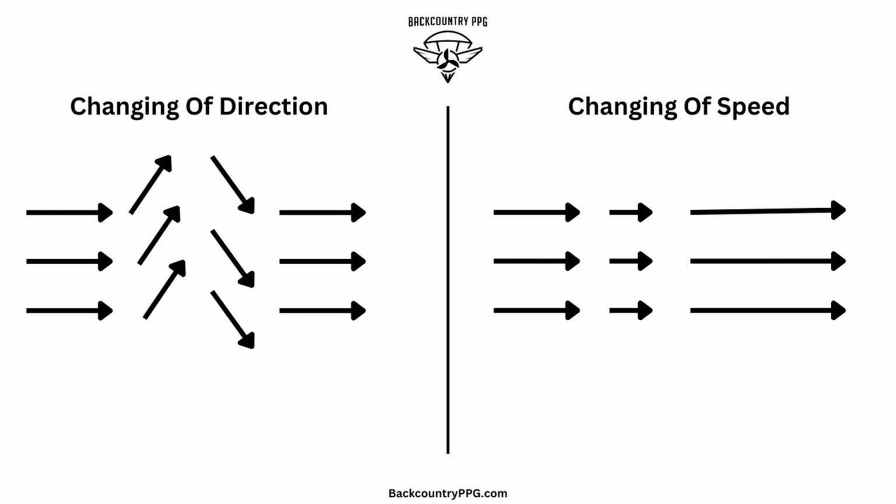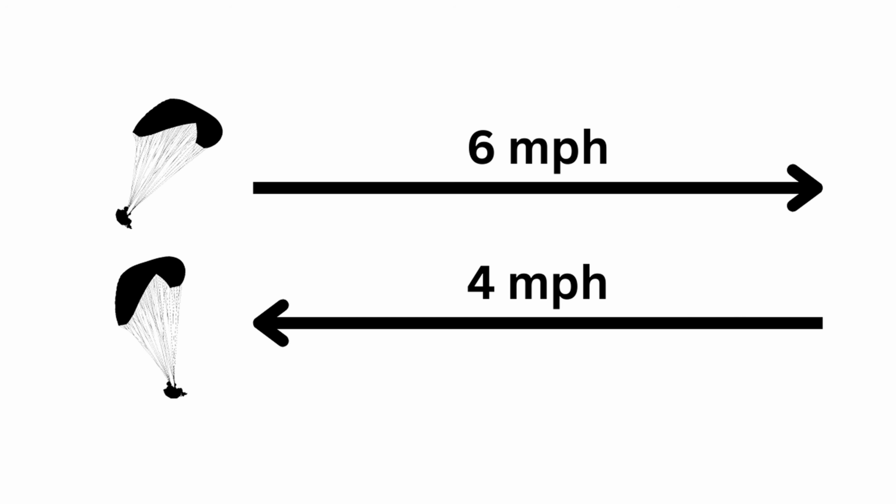Now, I want to define turbulence just a little bit further in a really basic way. Turbulence is essentially wind changing in direction or speed. So if wind is going from one direction at 4 miles an hour and switches to the other direction at 6 miles an hour, that is going to be a very turbulent experience.